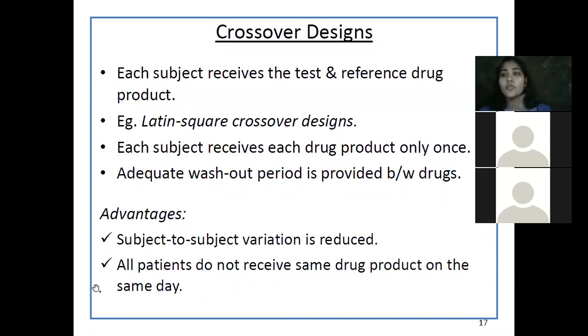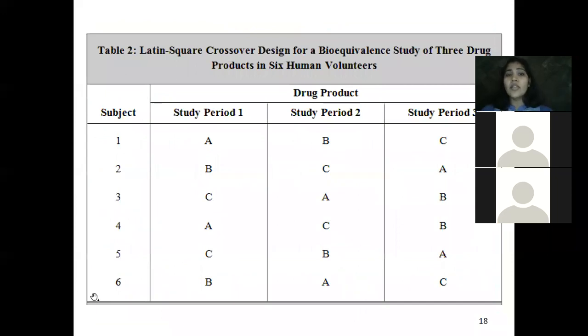So that you can make sure that if there is any side effect from the new manufactured drug, I will know it beforehand. I don't have to wait for another time. Okay. So this is how the Latin square crossover design looks like.